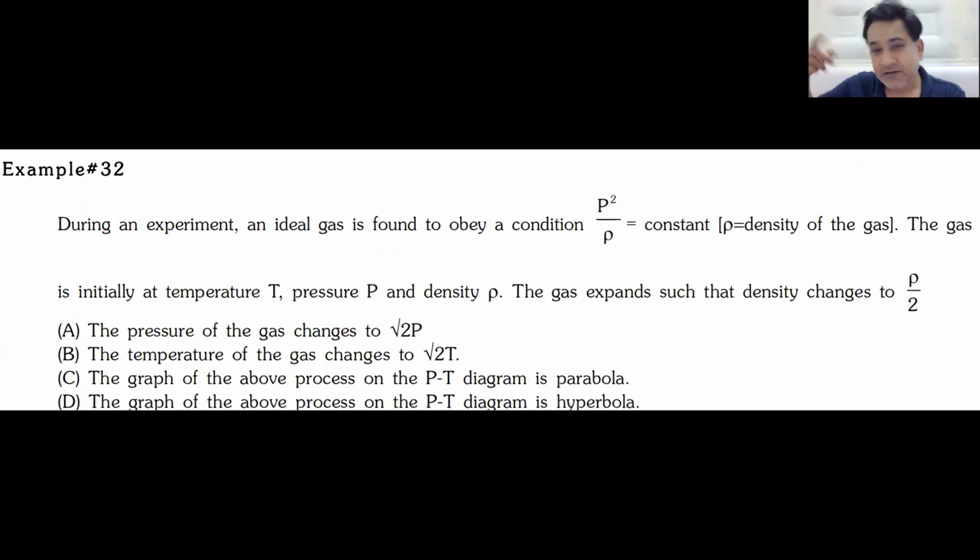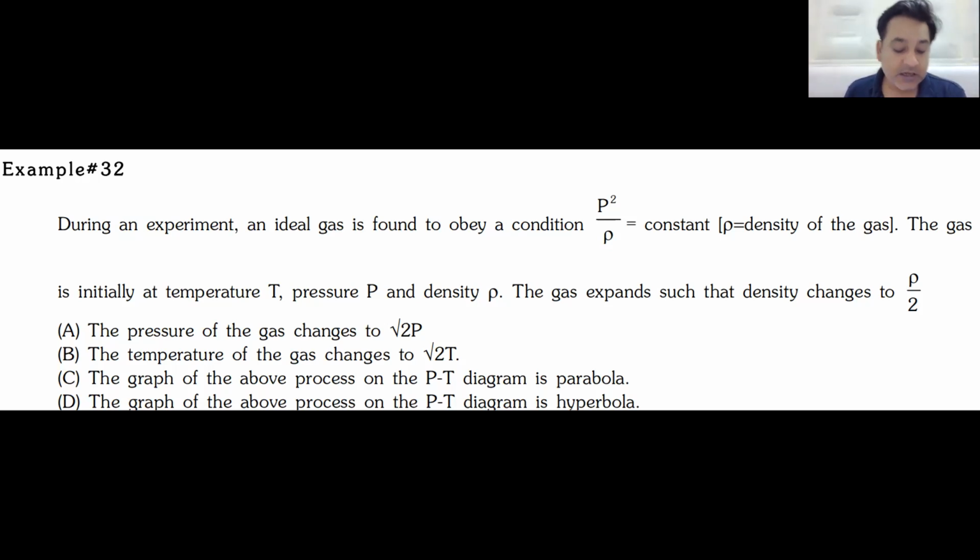Every time we see the relation between P and V, P and T, V and T, but what happens if P and rho come? Doesn't matter, it's still the same question. Do we understand this? The only thing is, if something different comes, you just relate it with the things that you know and you are done.